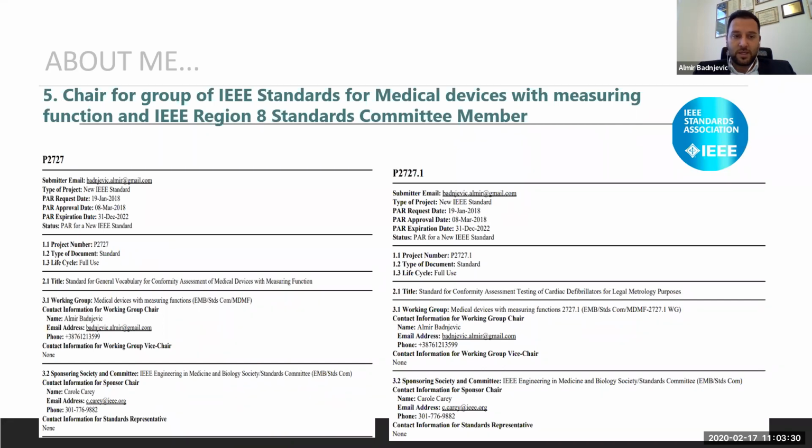From those IEEE standards, 2 years ago we started one new group of standards. It's called P2727. That series is in fact a standard for general vocabulary for conformity assessment of medical devices with a measuring function. In that standard, you can find all the basic terms and other things which are interesting for medical devices with a measuring function. P2727.1 is a standard for conformity assessment testing for cardiac defibrillators for legal metrology purposes, where we describe what the most important metrology concepts are and the points which we should take care of when we are talking about defibrillators. Of course, the other standards, which will be .2, .3, etc., will be developed by the same people under the same series.